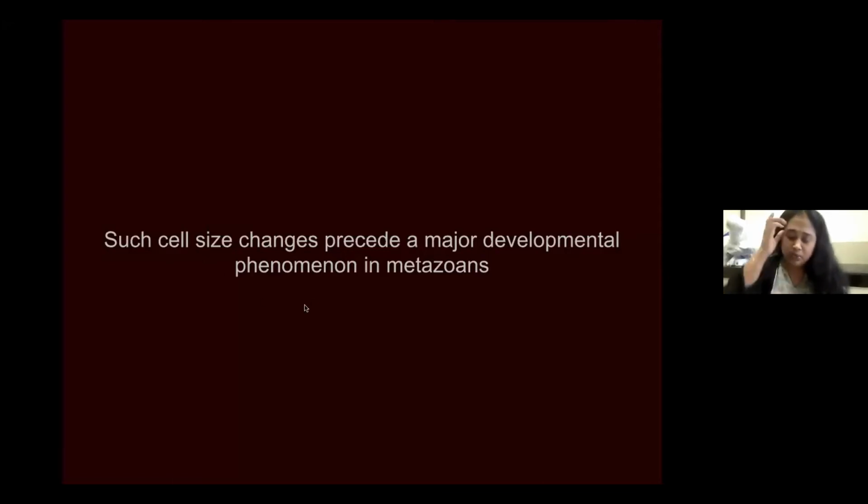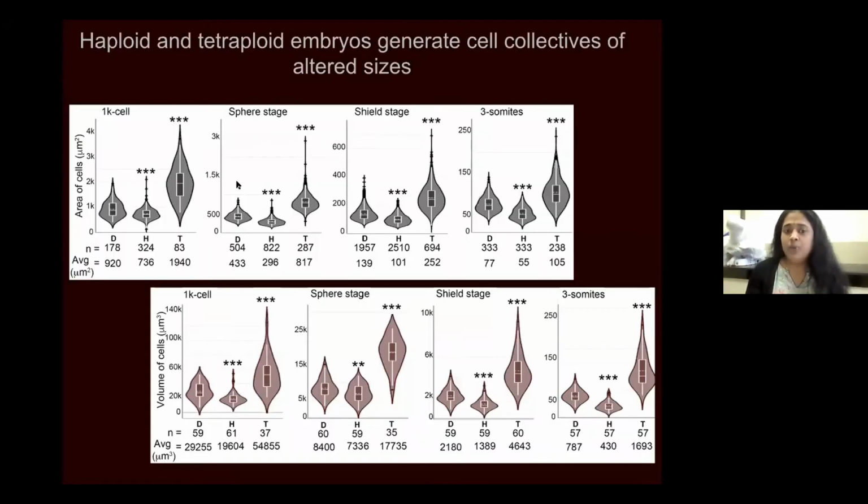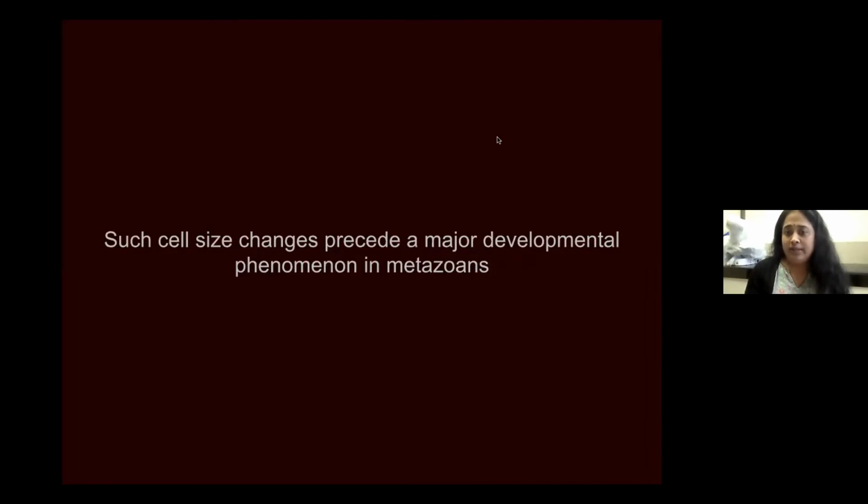Remember, I said that there were no mutants which we could use to ask this question. And using our haploid and tetraploid experimental perturbation, we had managed to achieve cell size changes during a time period, which is exactly the time we want it to change. And it precedes a very big developmental transition that results in embryos achieving their three-dimensional form. So let's look at what that is.